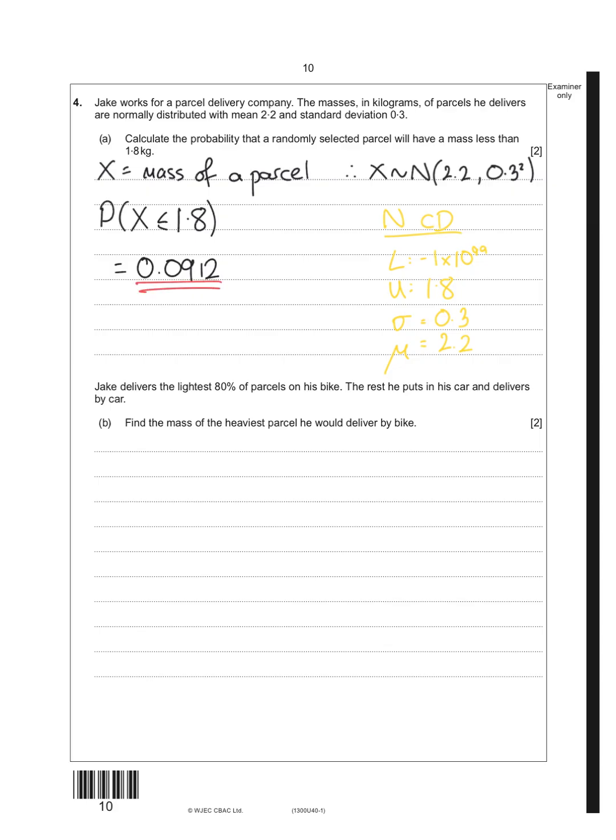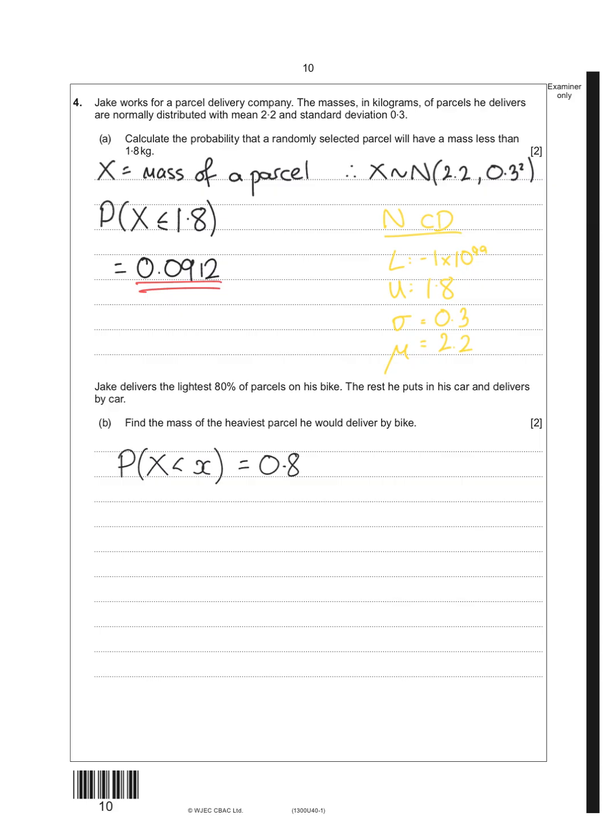Okay. Jake delivers the lightest 80% of parcels by bike. He puts the rest in the car and delivers them by car. Find the mass of the heaviest parcel he would deliver by bike. So we want to find the probability of X being less than something, let's call it little x. I suppose you could call it m because we're talking about masses. And the probability of something that heavy or lighter is 80%. You could find the probability of X being greater than little x and say that's 20%. But your calculator won't do that.